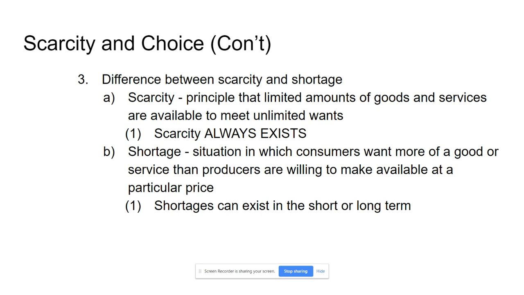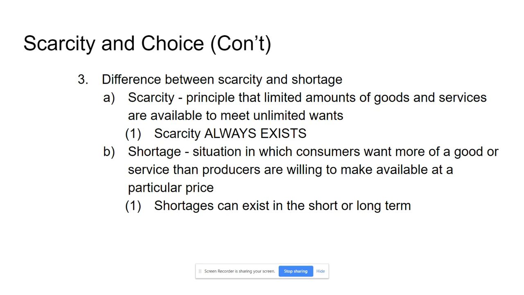Now, shortages also always exist, but they're slightly different. A shortage is a situation in which consumers want more of a good or a service than producers are willing to make available at a particular price. So if you're trying to conceptualize the differences between scarcity and shortage, a shortage is a specific type of scarcity, right? Scarcity is your big umbrella. Scarcity always exists, but shortages exist in small pockets underneath that.